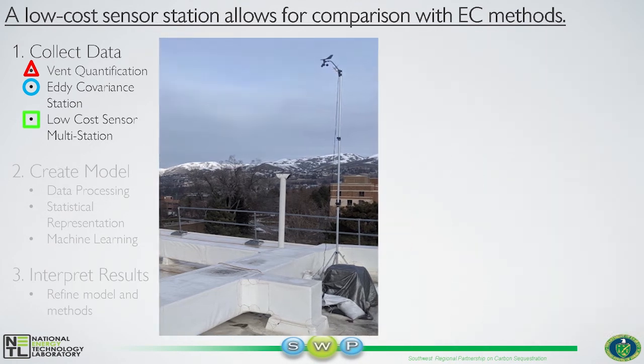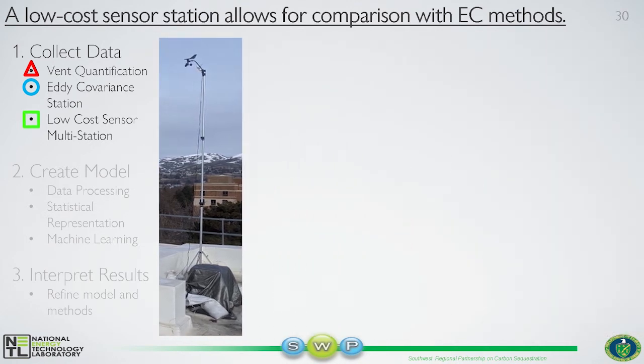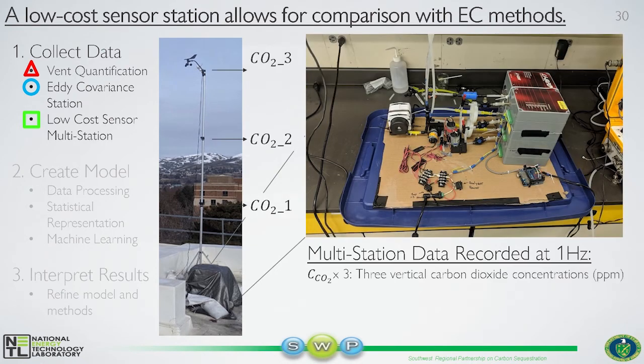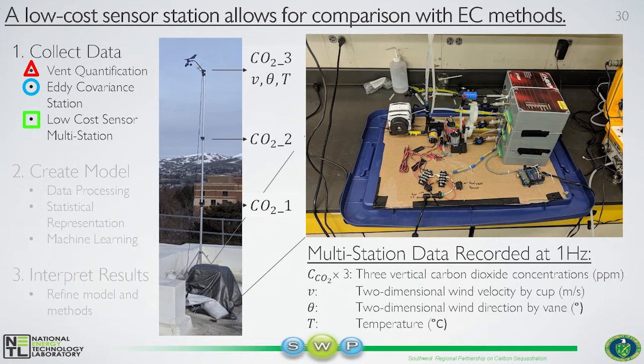Inside this tower is perhaps what you'd expect the guts of a low-cost graduate student project to look like. It contains 3 spectrometers measuring CO2 concentration in a vertical column on the tower, and a simple cup and vane anemometer as well as thermometer on top of this tower. Data from these instruments can easily be logged to an SD card using a basic Arduino interface. This interface could also be used to broadcast the data to a broader network.